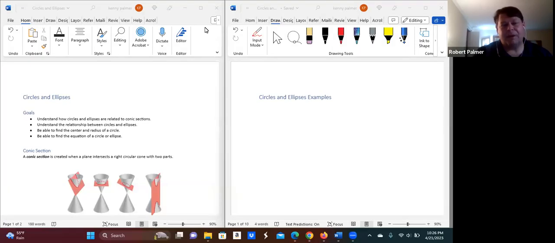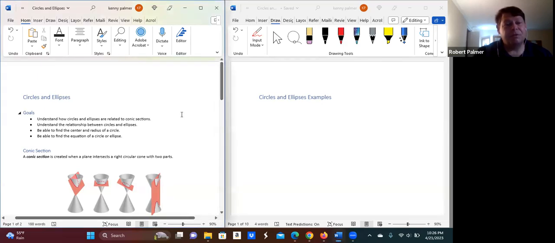Hello, everyone. Welcome back. Today, we're going to learn about circles and ellipses. So our goal is basically to define each and then understand how circles and ellipses are related to conic sections, the relationship between circles and ellipses themselves, and then also be able to find the center and radius of a circle, I should say also a circle or an ellipse.